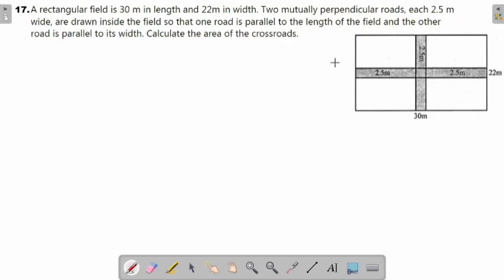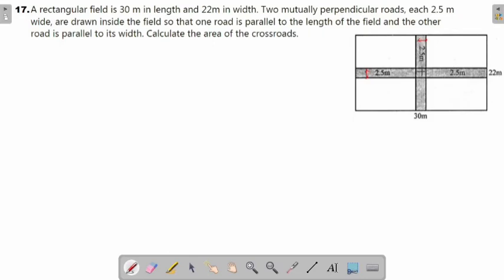So basically there is a rectangular field, and there are two perpendicular roads. This one road, this another road, and the width of the road is given to be 2.5, that is, this is 2.5, this is 2.5. Right, so you need to find the area of the crossroad. See, one road is parallel to length, another road is parallel to width.